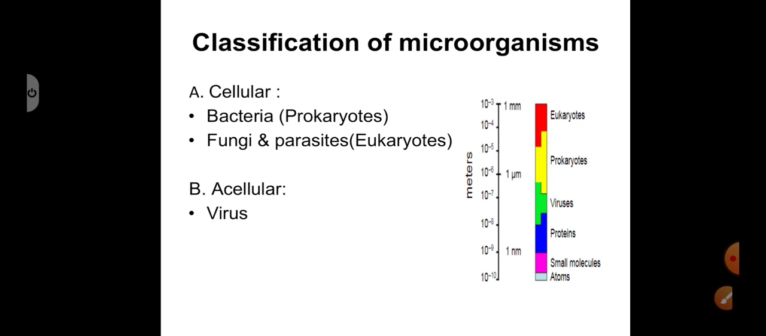If you look on to the right side, the scale shows the size of various microbes. The smallest objects or things in the universe are atoms and molecules. If you look at the microbes, the smallest of the microbes are the viruses. Viruses are the smallest microbes, followed by prokaryotes, that is bacteria, and then a little bigger sized are the eukaryotes, which are fungi and parasites.